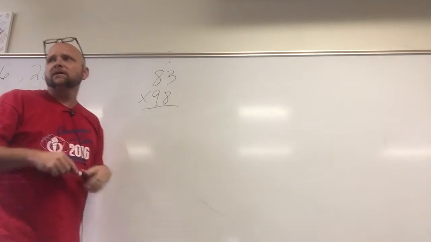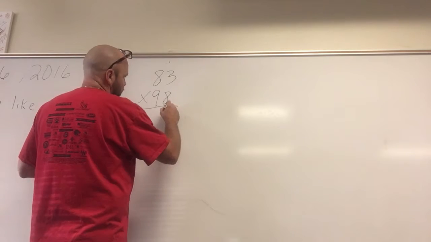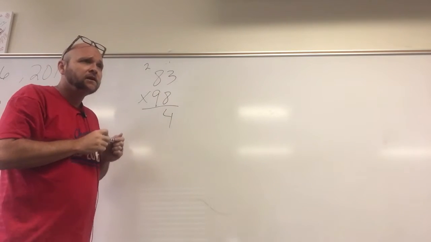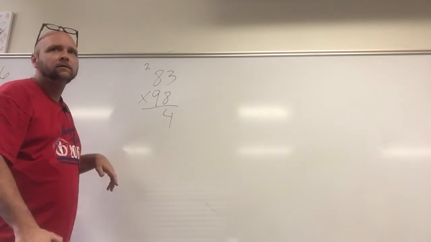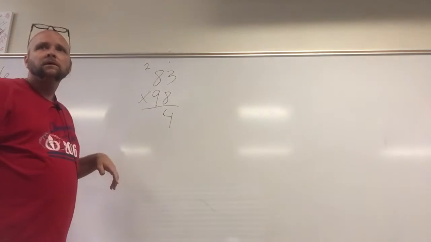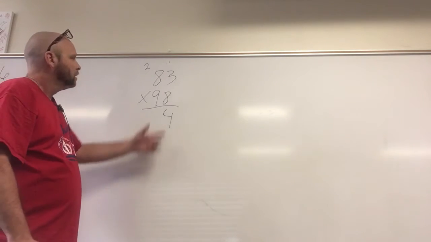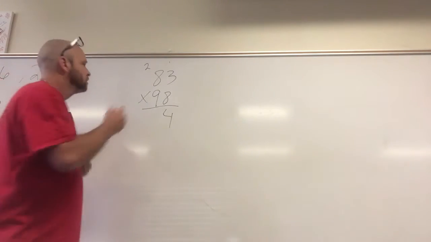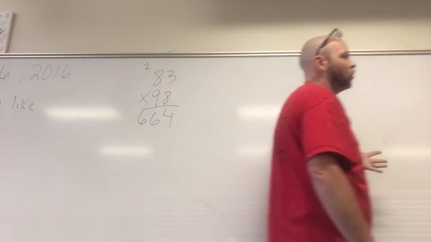8 times 3 is? 24. 8, 16, 24, 32, 40. Okay, 8 times 8 is? 64. Plus 2? 66. So 83 times 8 is 664.